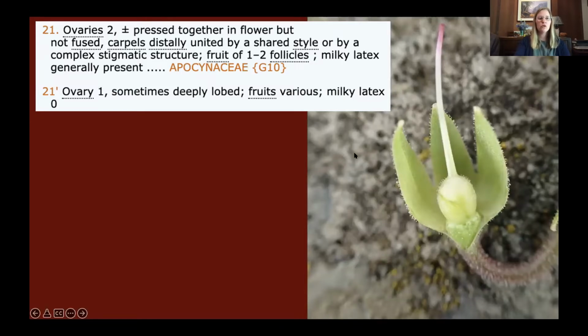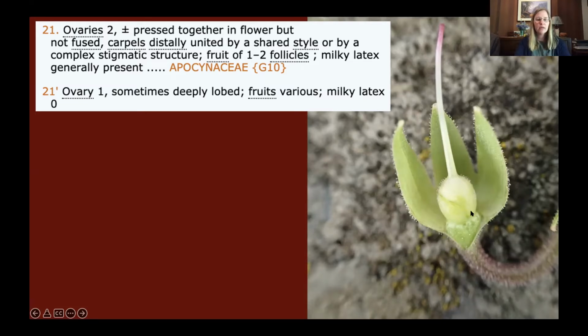Ovaries 2, more or less pressed together in flower, but not fused. Carpels distally united by a shared style or by a complex stigmatic structure. Fruits of 1 to 2 follicles, milky latex generally present, is Apocynaceae. Or ovary 1, sometimes deeply lobed, fruits various, milky latex none. So if this had milky latex, you would expect to see it right here where part of the tissue has been removed and the vasculature has been exposed.